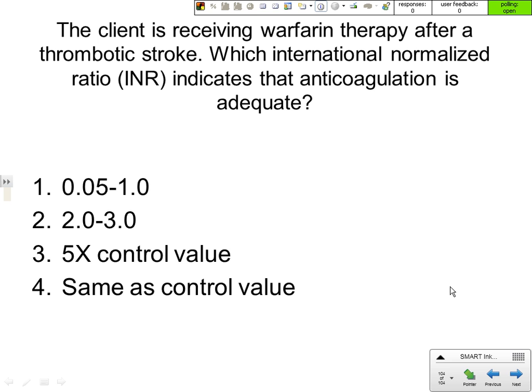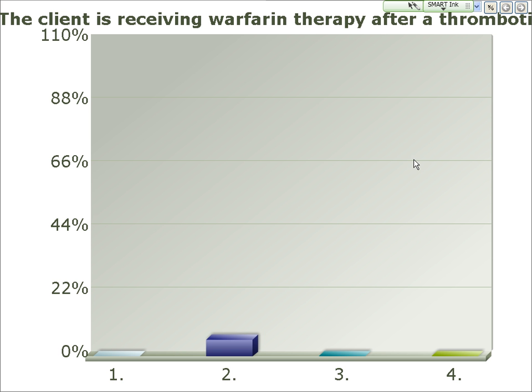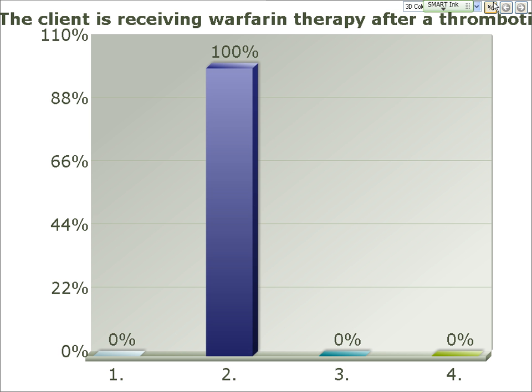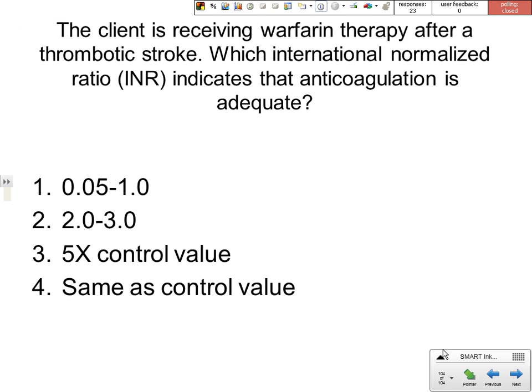The client's receiving Coumadin after a thrombotic stroke. Which international normalized ratio indicates anticoagulation is adequate? 0.5 to 1, 2 to 3, 5 times control, same as control. Yeah, this one's a gimme, that's why it's not on your exam. Aww. Yeah, 100%. Wow, you guys are bad.